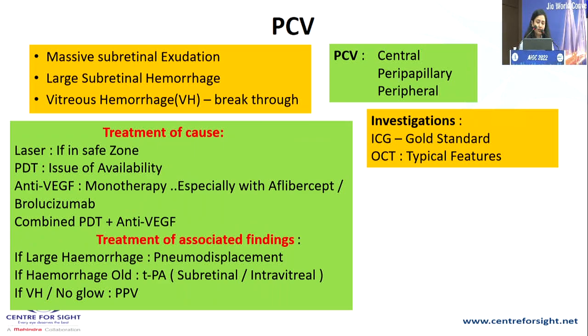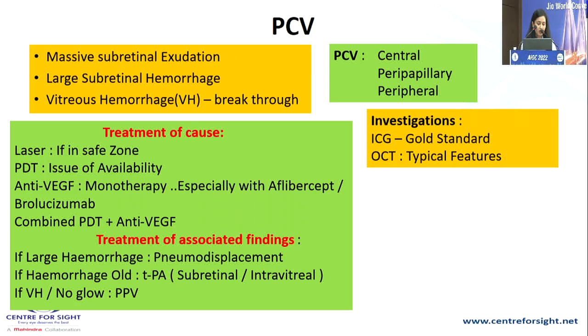When it comes to treatment of PCV, it is two-pronged. One is the treatment of the cause, such as laser when polyps are present in the safe zone, PDT, however, there is an issue of availability of verteporfin, anti-VEGF, or a combined PDT and anti-VEGF, alongside the treatment of associated findings, such as if there's a large subretinal hemorrhage, we may need to do a pneumodisplacement.